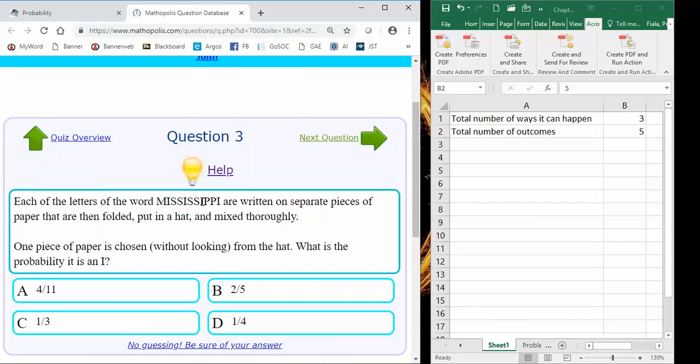Each letter of the word Mississippi is written on a separate piece of paper, folded, put in a hat, and mixed. One piece of paper is chosen without looking. What's the probability it is the letter I? Well, Mississippi has 1, 2, 3, 4, 5, 6, 7, 8, 9, 10, 11 letters. So the total number of outcomes is 11. From here, I would think already this is the answer, but let's keep going. How many letter I's? 1, 2, 3, 4. There you go. 4 letters, so 4/11.